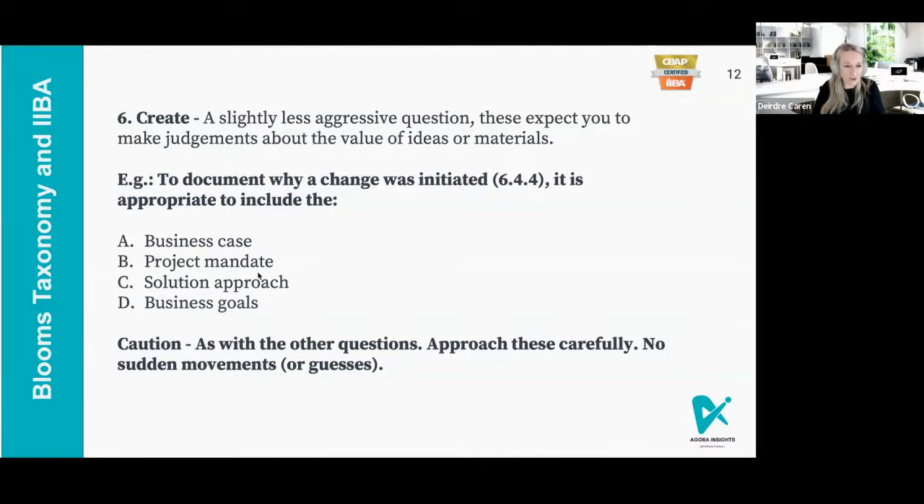That is a project manager role, so they won't bring that in. Solution approach, you could say that would be helpful because it's linked to the solution approach in your chapter 6.4.4, but they're asking around documenting it. So it's going to be, what technique should we use to do this? A business goal is a high-level business requirement, and it's not a document per se. It's not what you're doing, it's what you use to help with this. So it's a bit of a tricky answer, but this is where you have to tread carefully.